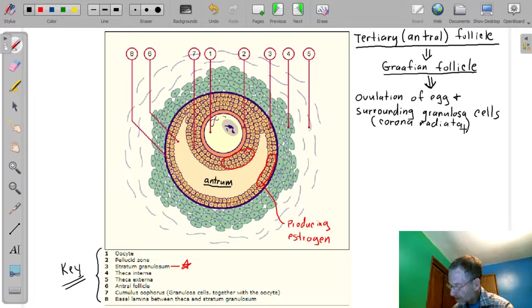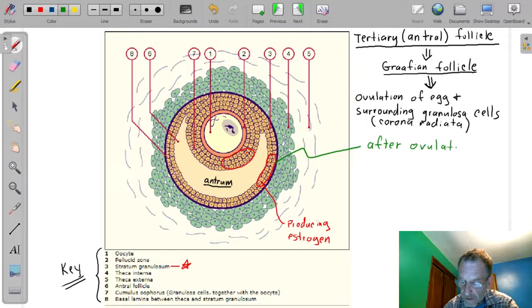So, let's see, what else did I want to say about this slide? Let's talk about these granulosa cells a little bit more. So this forms the follicle. So after ovulation, those granulosa cells will become the corpus luteum.